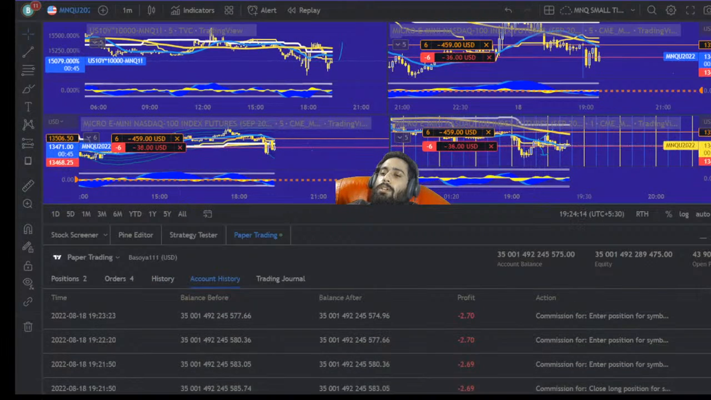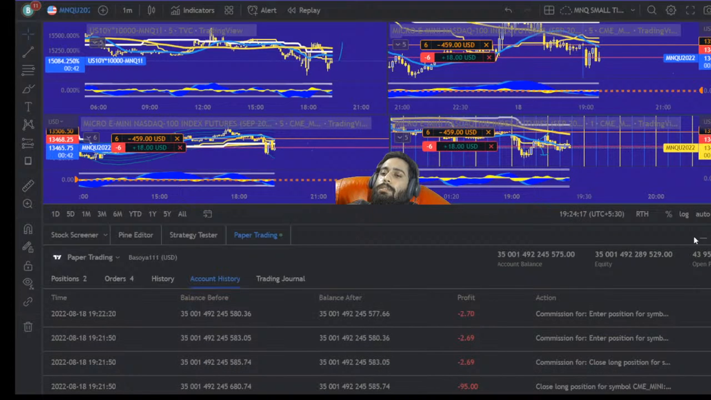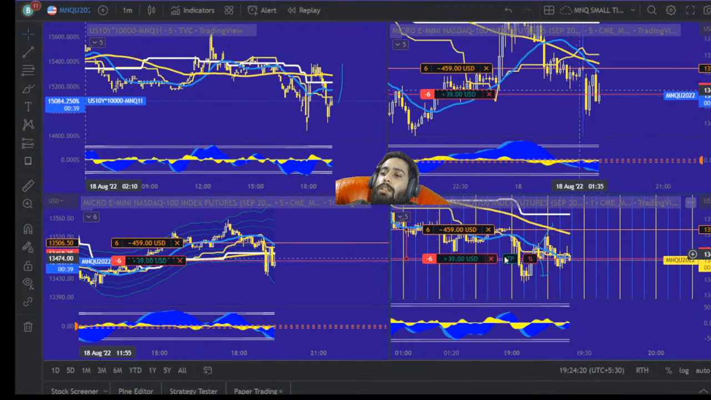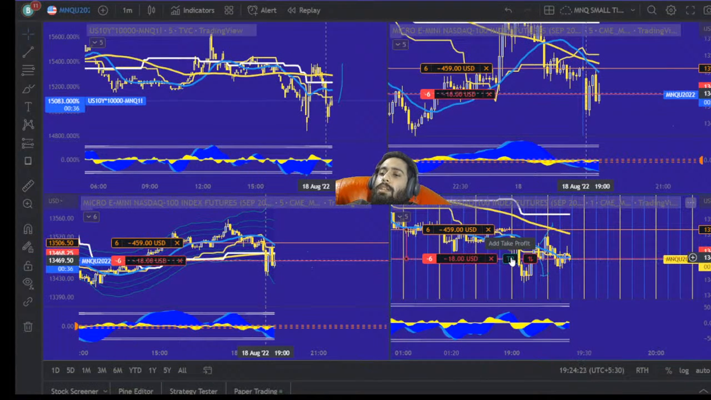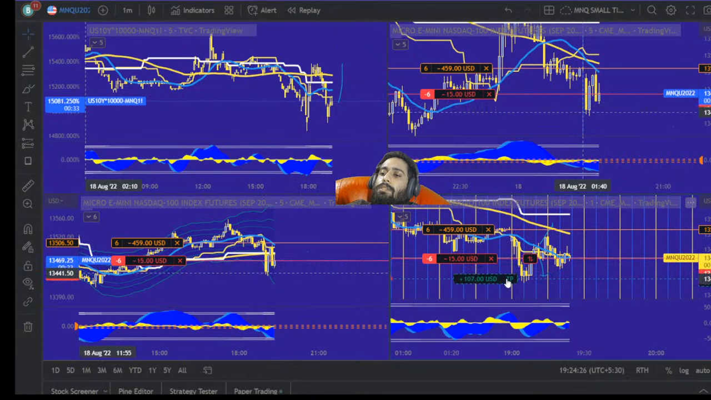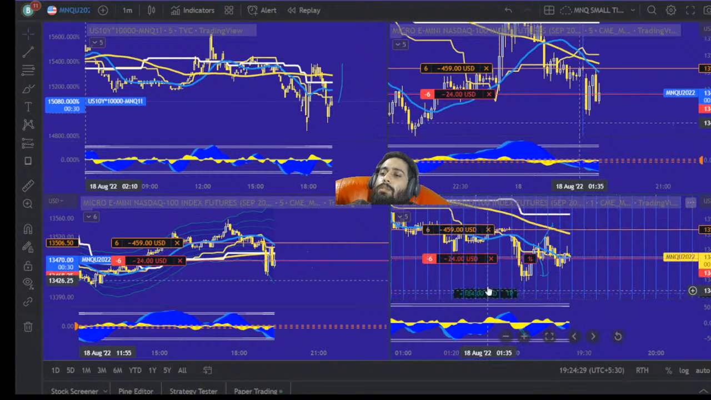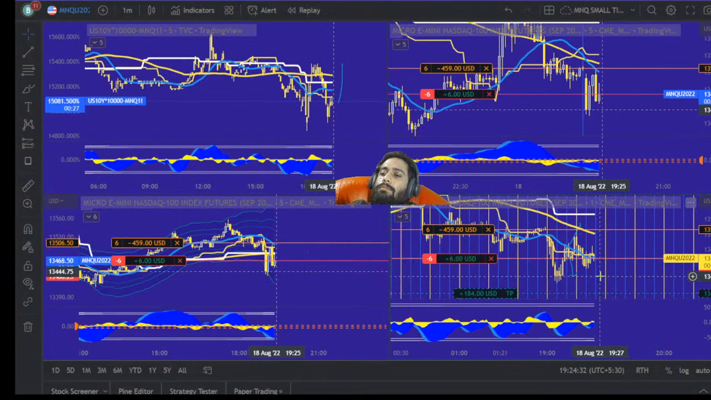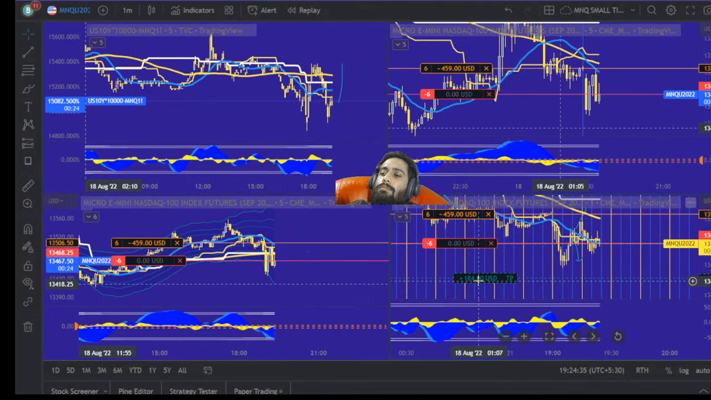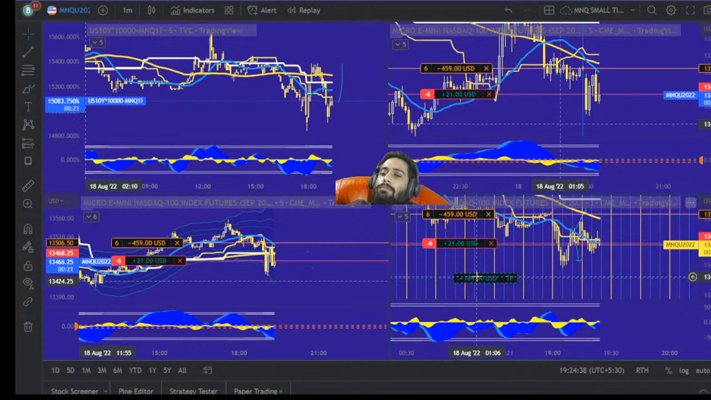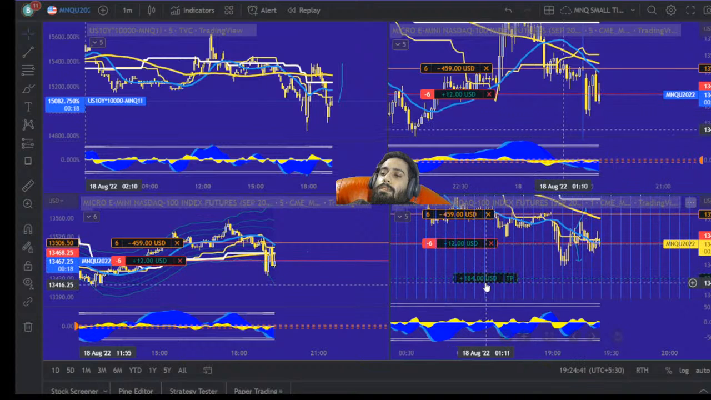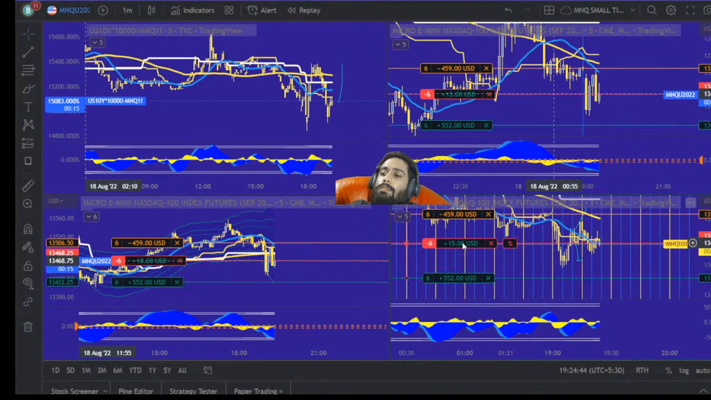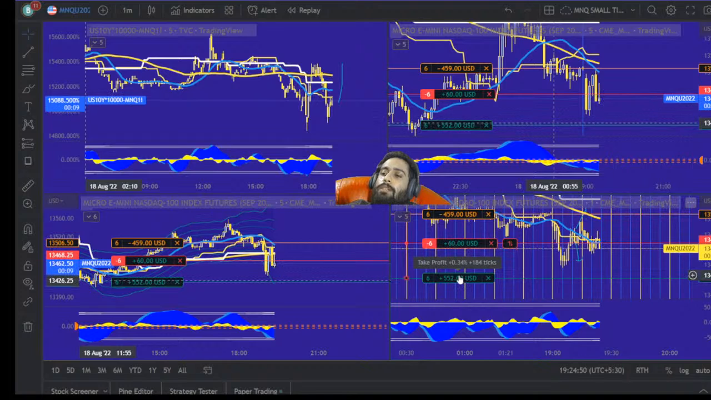So far for today, we are in a loss of how much? $100. Right now we have a loss of $100, but I'll be taking profits around this support level, around here. So we will be having profits of around $500 in total, $400 profit for today. Let's see how it does.